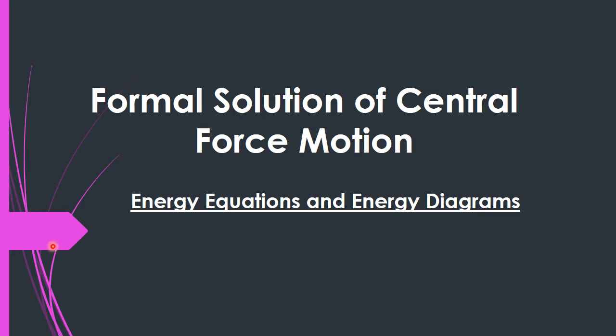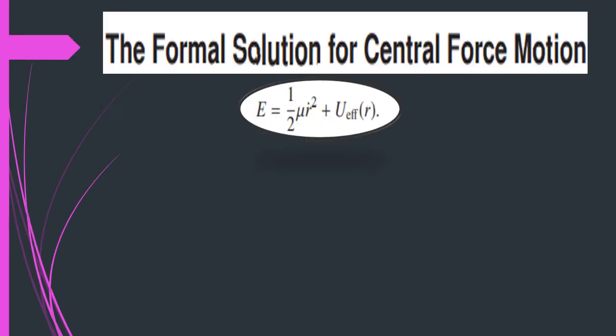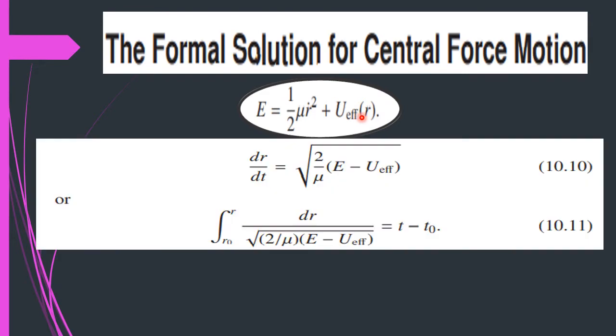Hello students, in this video we will be studying the formal solutions of central force motion, and also we will be dealing with the energy equations and the energy diagrams. Okay, now we know that the total energy of a central force particle E is found to be half mu r dot square plus U effective, which is the effective potential.